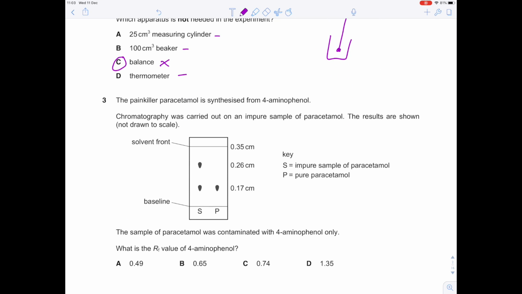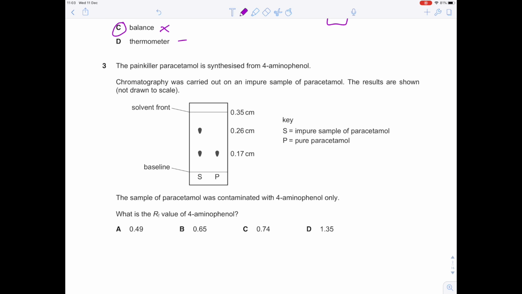The painkiller paracetamol is synthesized from 4-aminophenol. Chromatography was carried out on an impure sample of paracetamol. The results are shown. So S is the impure sample of paracetamol, P is the pure sample. The sample of paracetamol was contaminated with 4-aminophenol only. What is the RF value of 4-aminophenol?